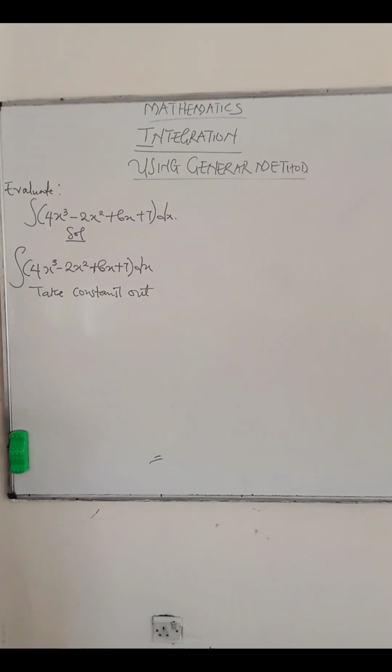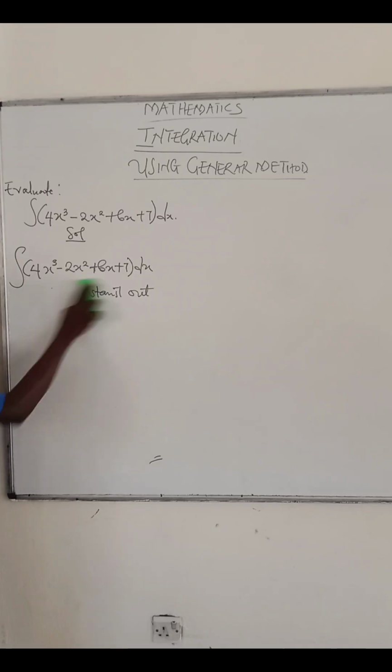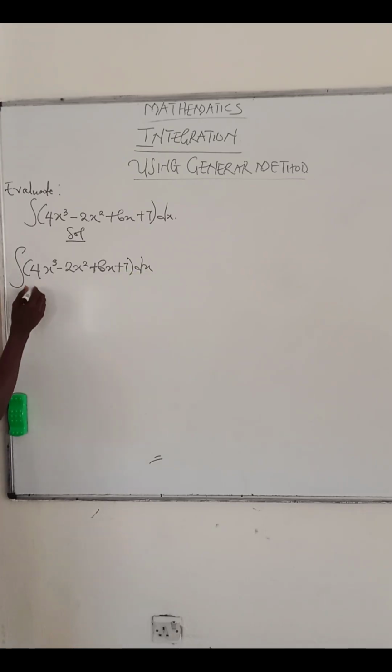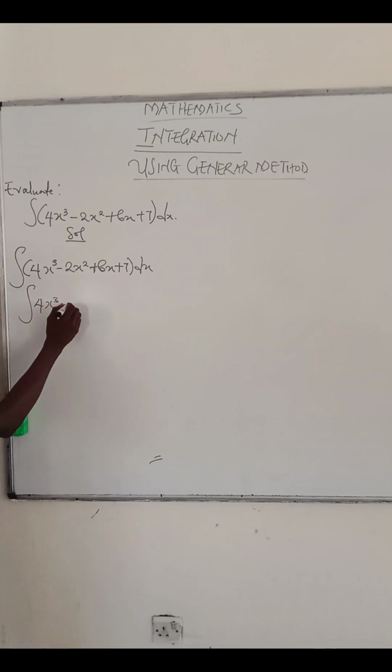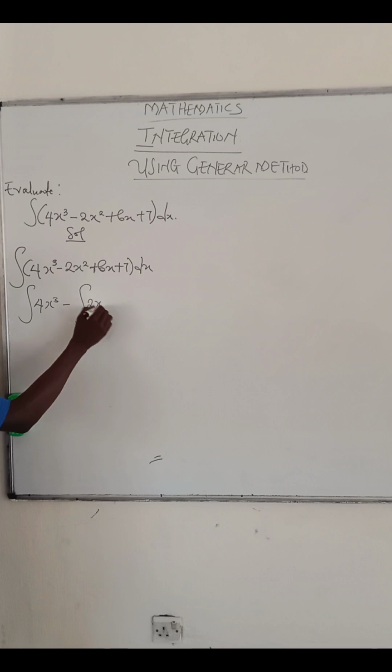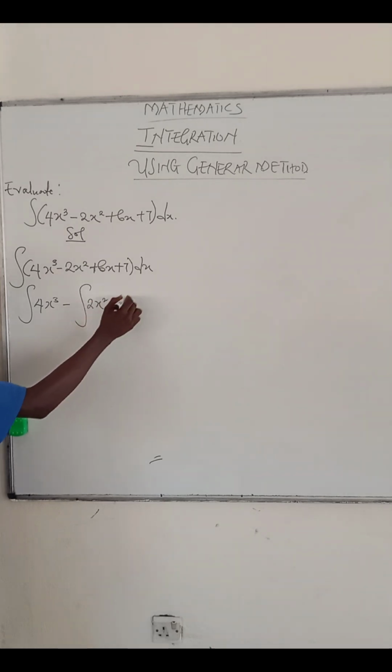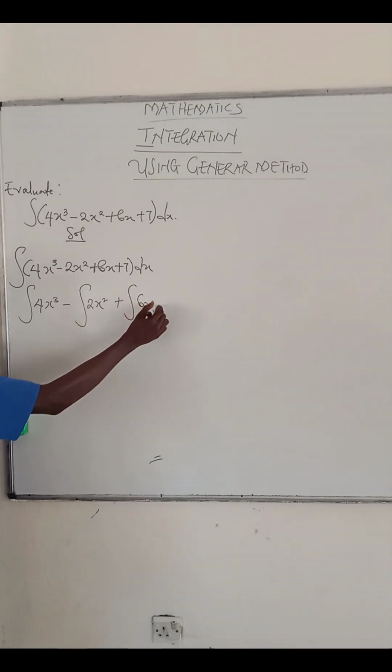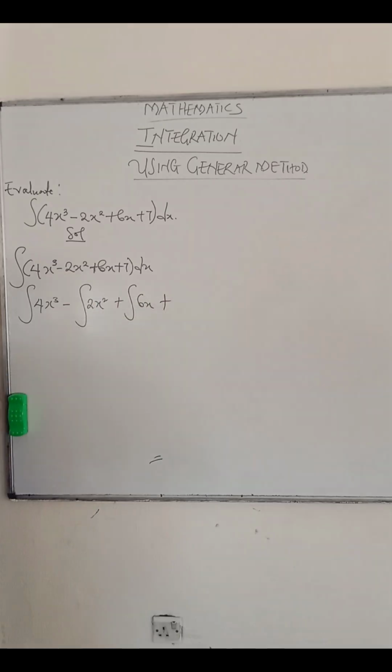So when you take the constant out, you are going to have something like this. Once you split it, before you take the constant out, just split it. How do you split it? When you split it, you are going to have the integral of 4s cubed. Are you there? Minus the integral of 2s squared plus the integral of 6s plus what?